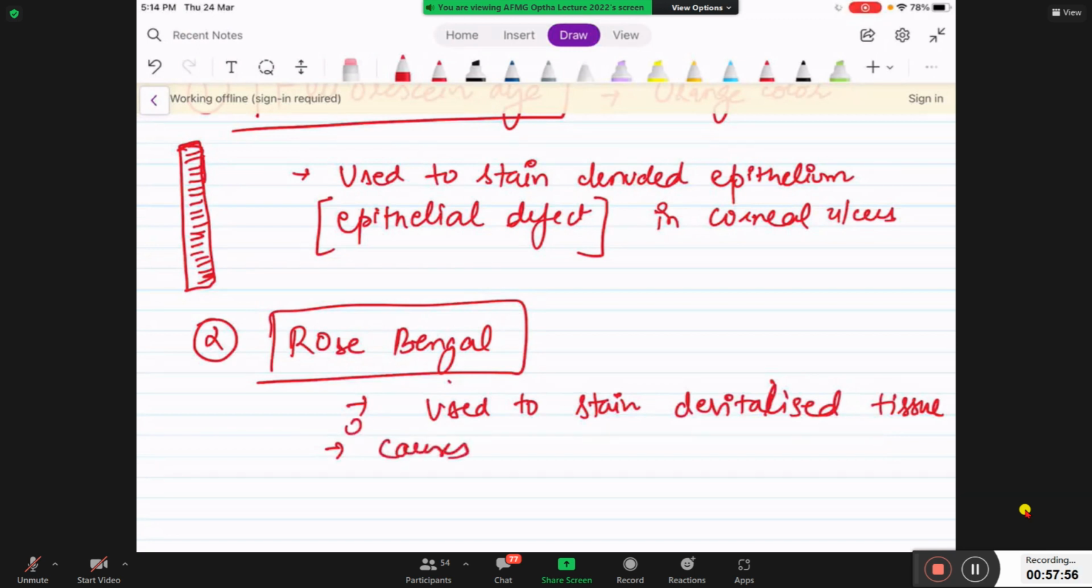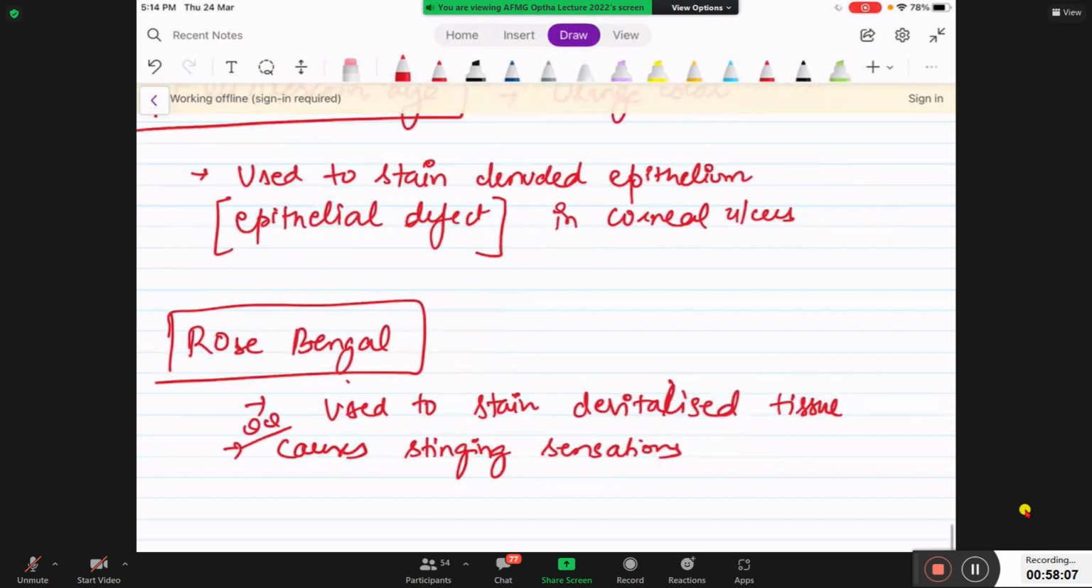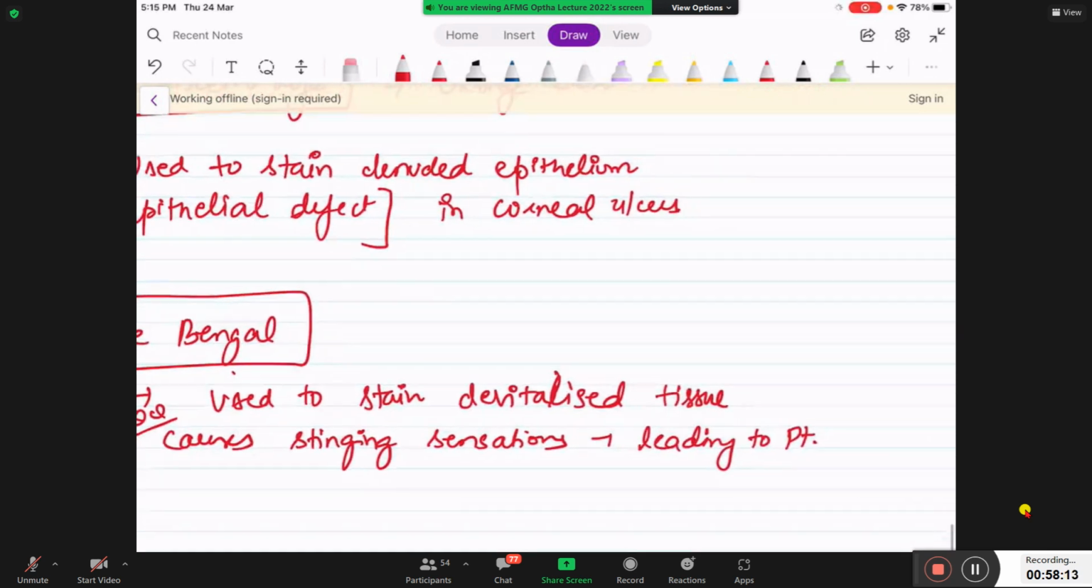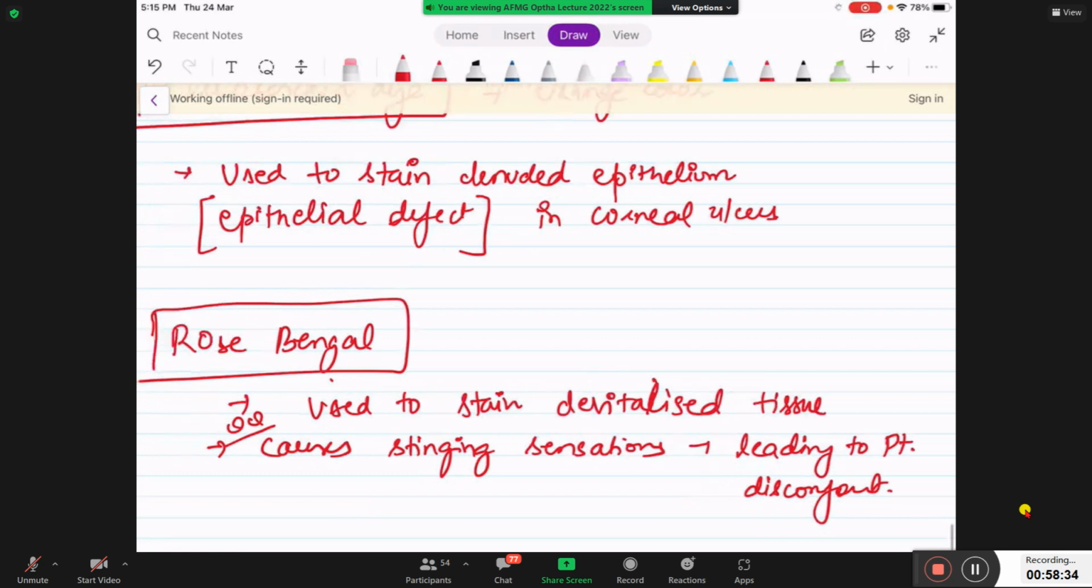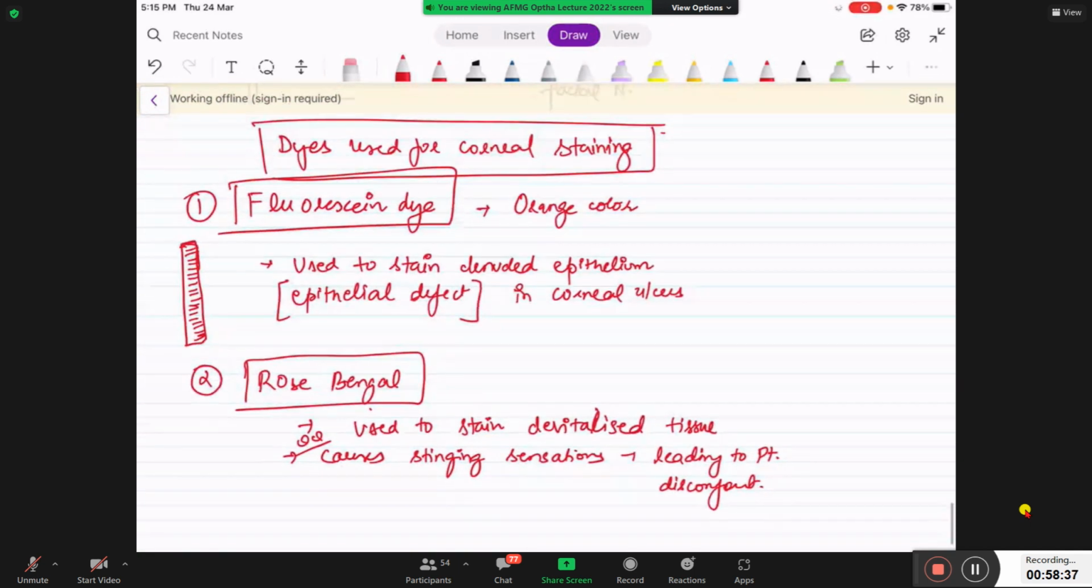Now, important question in rose Bengal dye, write down why it is not very commonly used in OPD. Because it causes stinging sensations leading to patient discomfort. It causes foreign body stinging sensations in the eye. That is why we don't use it very frequently. Okay. So this is all about your rose Bengal dye. Dyes we have discussed, fluorescein dye and rose Bengal dye.